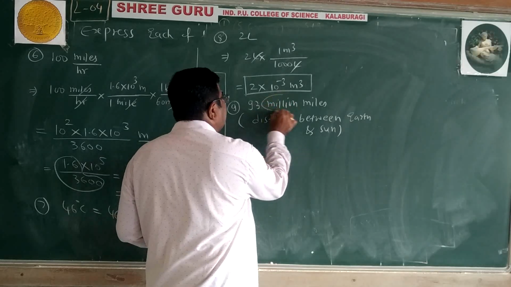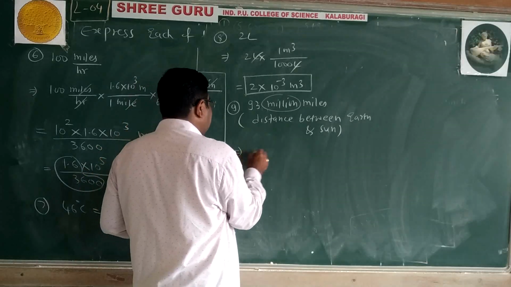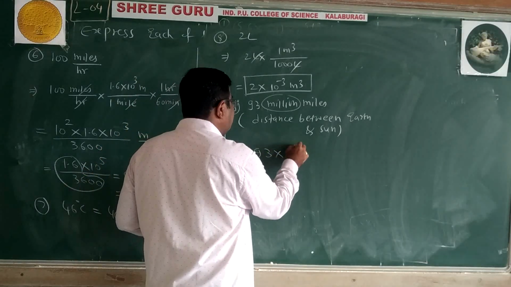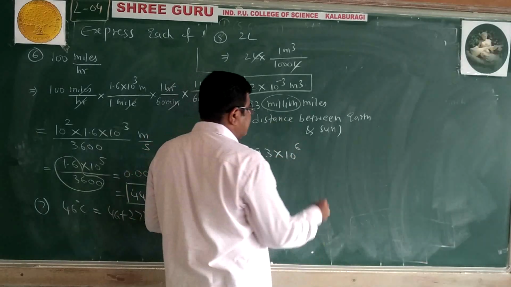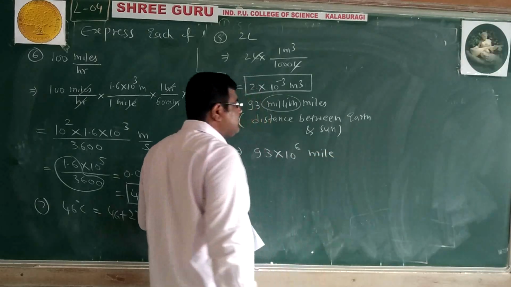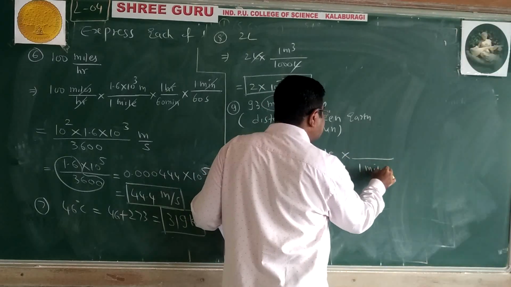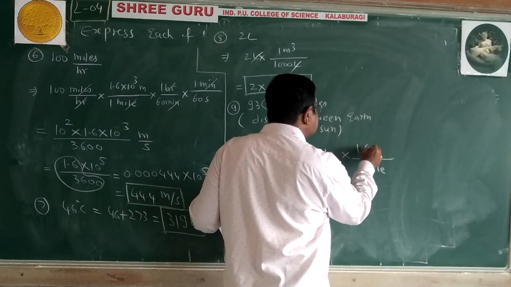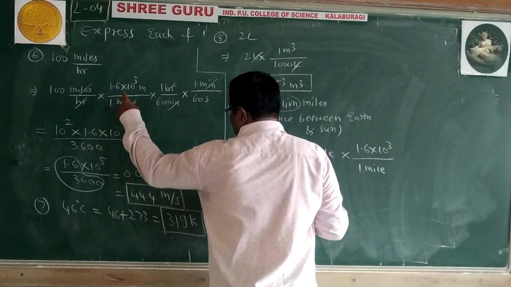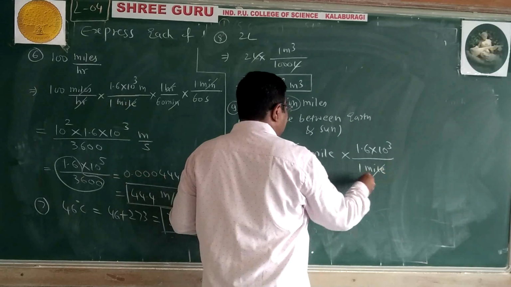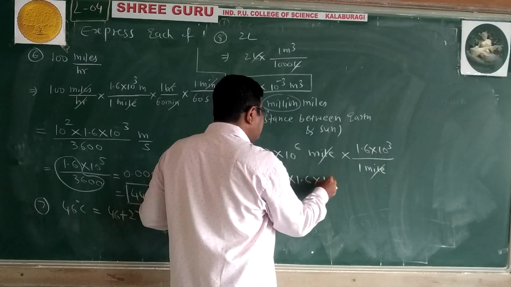First we will convert this million. It is nothing but 10 raised to plus 6. So 93 into 10 raised to plus 6. For this million I have written 10 raised to plus 6. Then I have written this mile, and I will write 1 mile is equal to 1.6 into 10 raised to plus 3, 1600 meter. Same. Here I have written. This mile gets cancelled. 93 into 1.6 into 10 raised to plus 9.